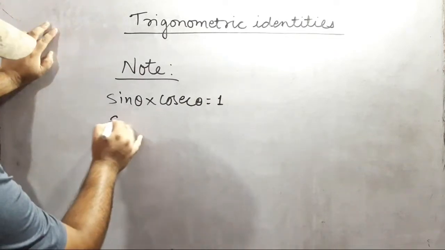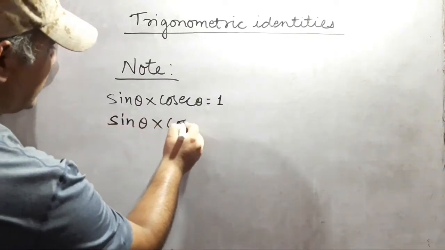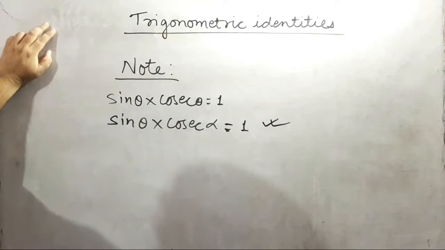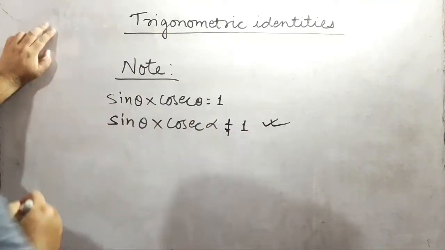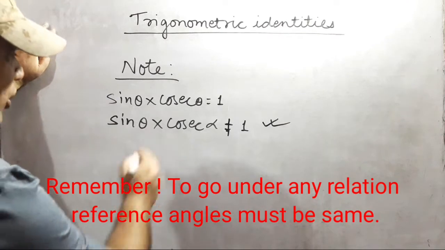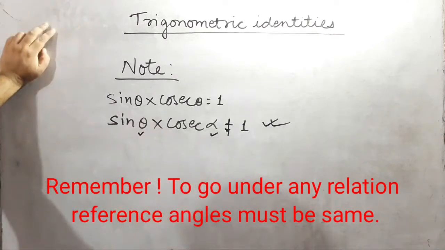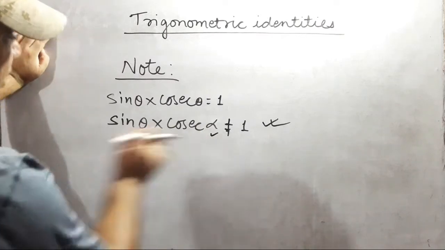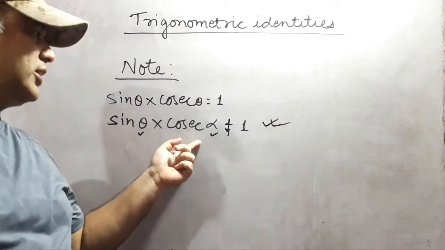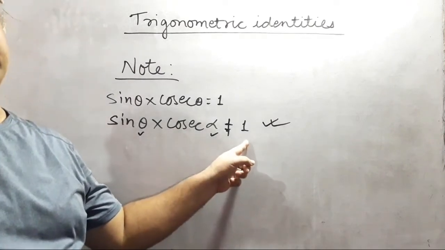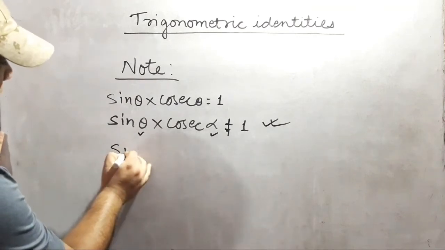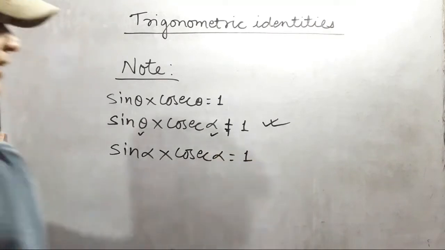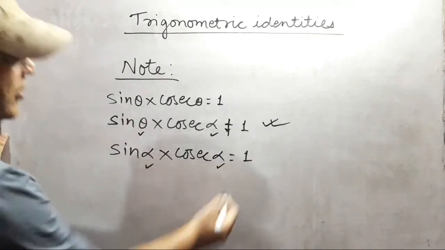Can you tell me, if it becomes sin theta into cosec alpha, can we write 1? Is it true? No, it is not equal to 1. Why is it so? It's because the reference angles are different. So to undergo the perfect relation, they should have the same reference angle. Hence, sin theta into cosec alpha is never equal to 1. But you can write sin alpha into cosec alpha equal to 1.